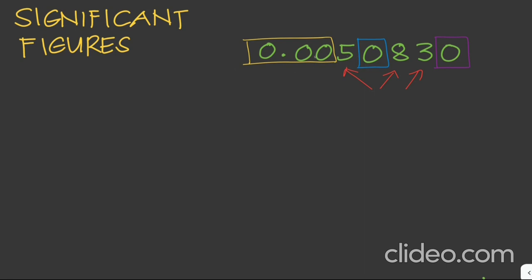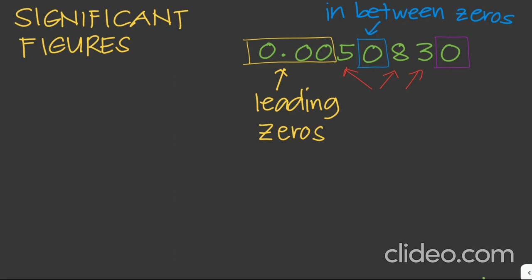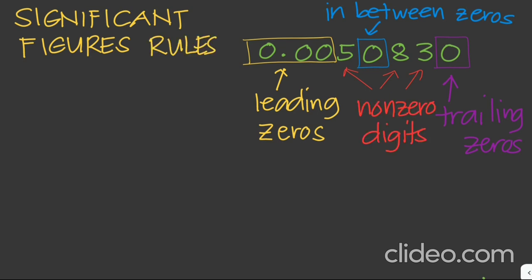So these digits or zeros that are before the non-zero digits, these are called the leading zeros. And those zeros in between non-zero digits are called in-between zeros. And those zeros after those non-zero digits are called trailing zeros. Then we have the non-zero digits. Now let's discuss the significant figures rules.